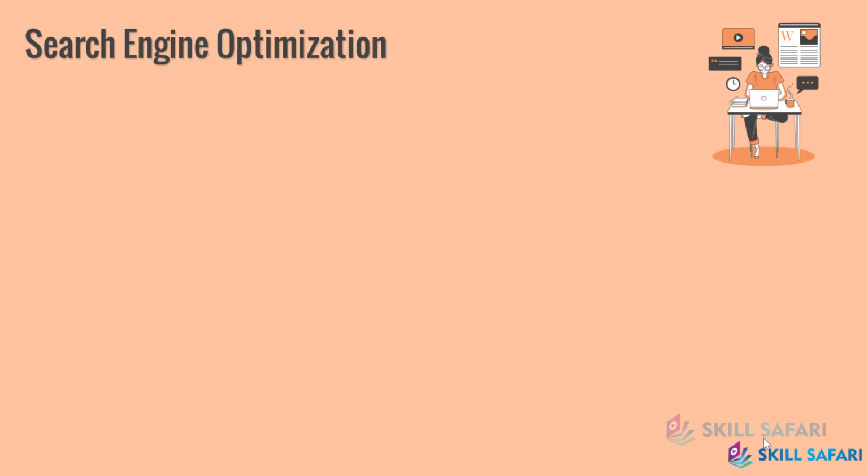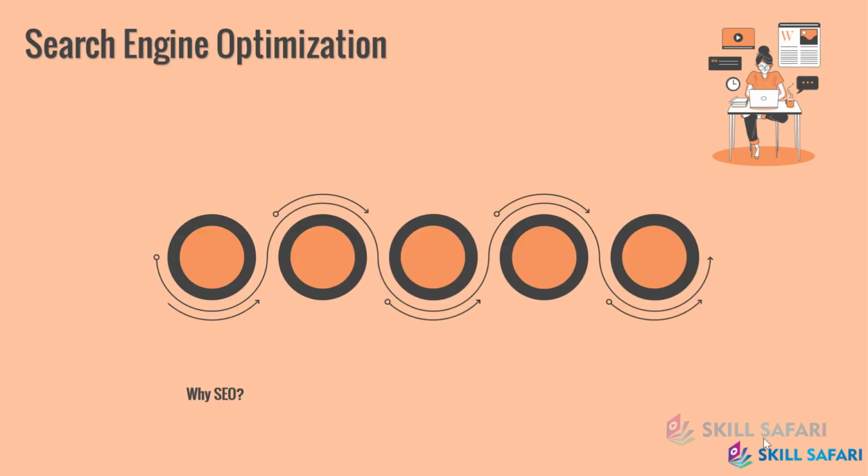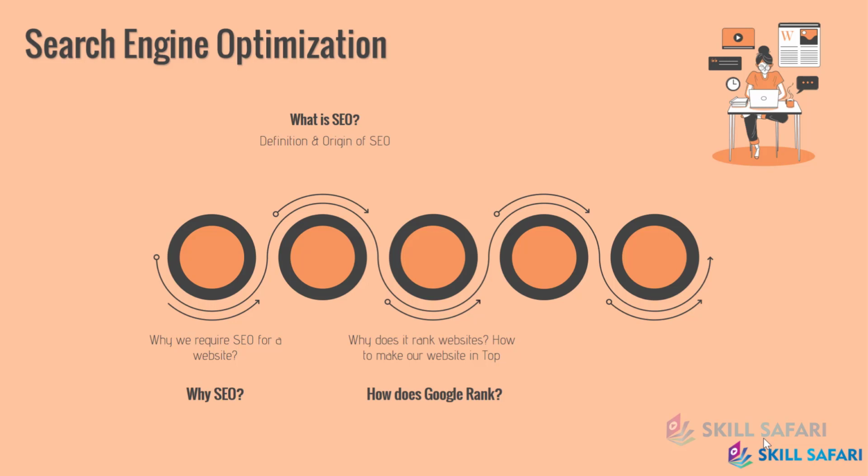In this video, we'll be seeing a few basic concepts to know why SEO is required for a website and what SEO is. We'll see the basic definition of SEO, how Google ranks its websites, what the different types of SEO are, and the do's and don'ts of SEO. So let us continue our video.